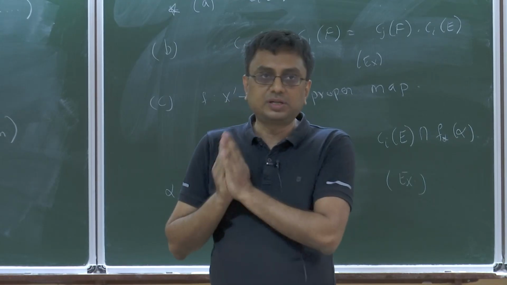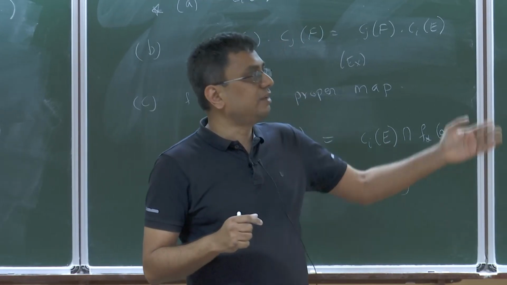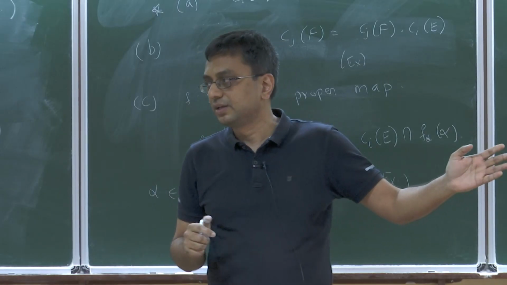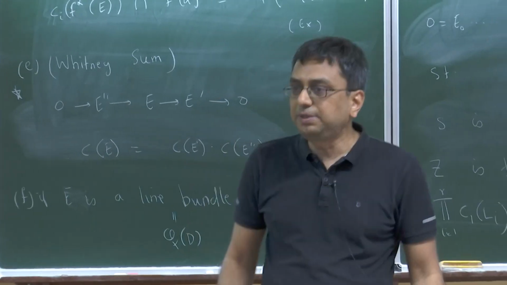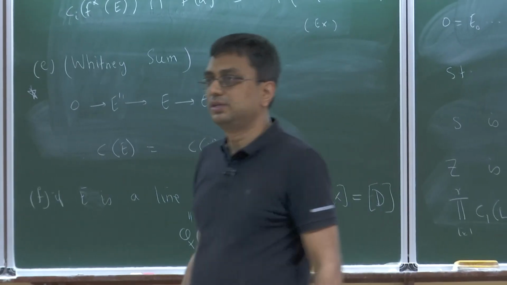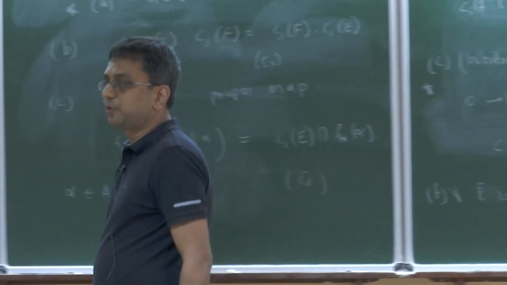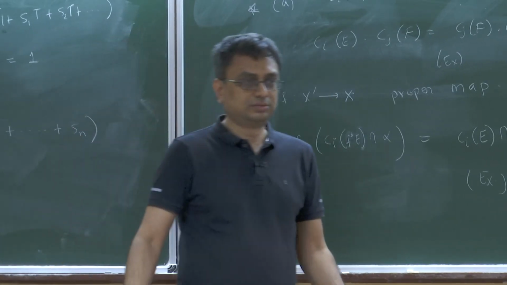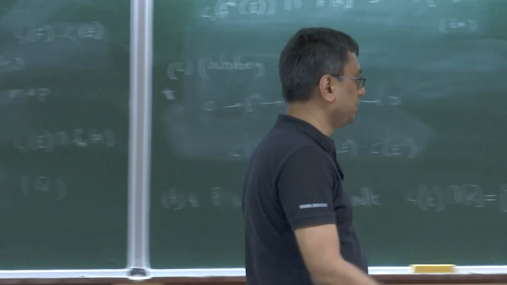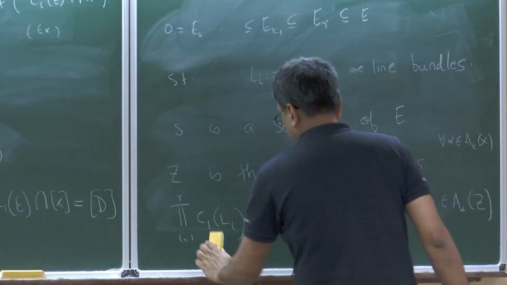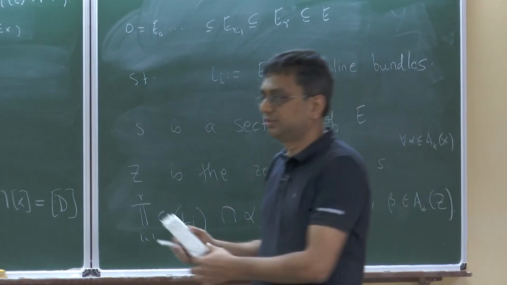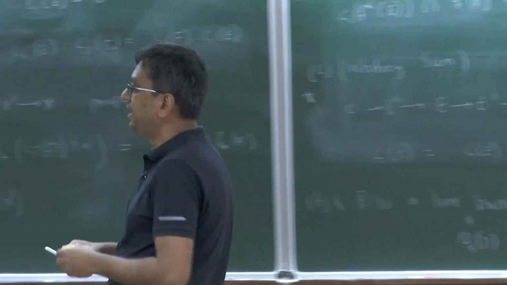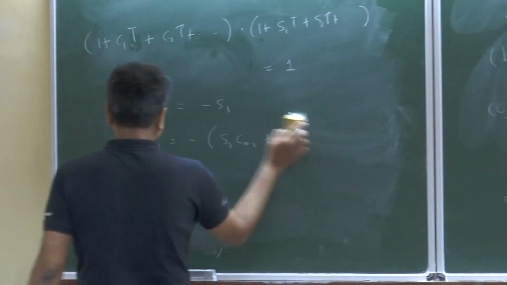And one very important case for us is when we have a nowhere vanishing section of E. Suppose the zero locus of S is empty, then what do we know? Then we know that the product of c1 of Li is 0, right? So that is the most important case for us right now. And remember, this product of c1 of Li is going to be the top Chern class. We will see in maybe 20 minutes why.